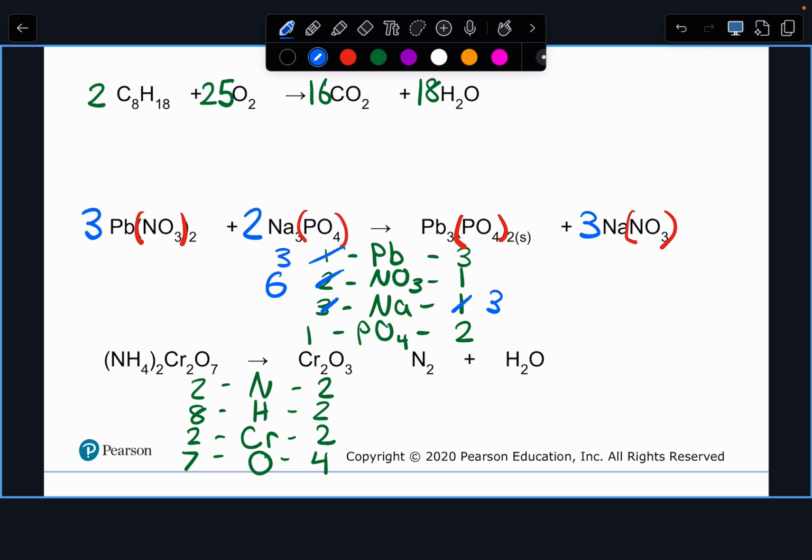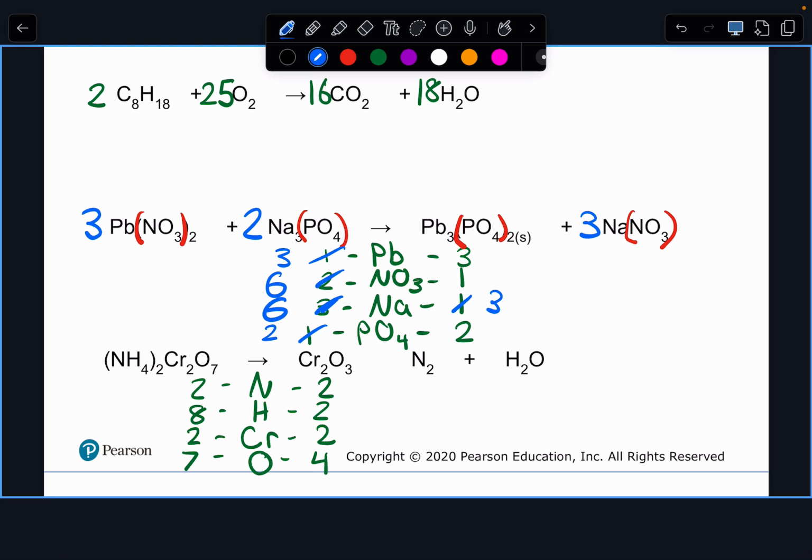So now I went back and changed the phosphate so that there's 2 of them. In the process, that changed my sodium to be 6. So now the thing I did on the other side is not fixed anyways. I'm going to have to fix that again. So that's fine. It's not a problem. Just be aware that it's going to have to be dealt with. So looking at the product side, lead matches, phosphate matches, and I need 6 nitrates and 6 sodiums.